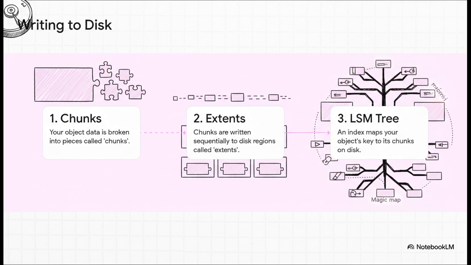First, your object gets broken up into smaller pieces called chunks. Second, those chunks are written sequentially, one after the other, onto disk regions called extents. And third, and this is the magic part, a highly optimized index called a log-structured merge tree, or LSM tree, gets updated. Just think of it as a super efficient table of contents that's built for insanely fast writes. This tree is the map. It knows exactly which key points to which chunks on which extent.